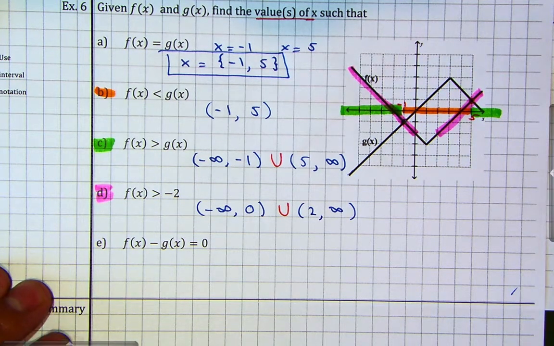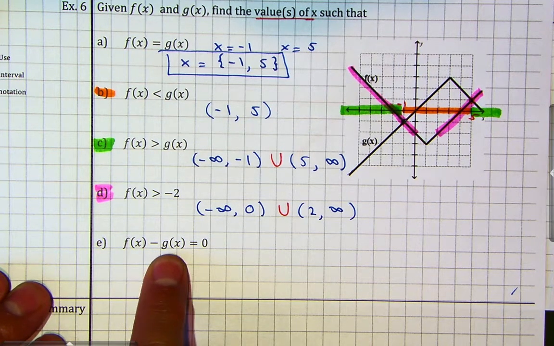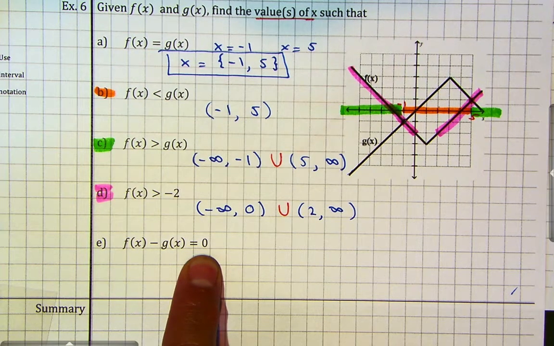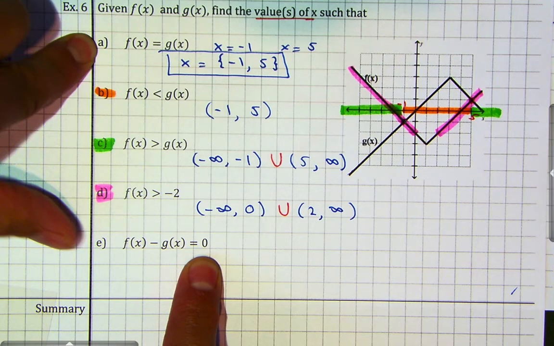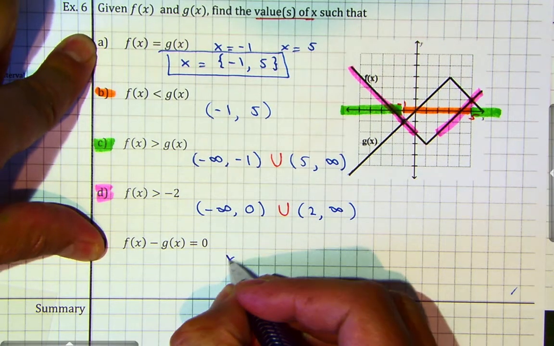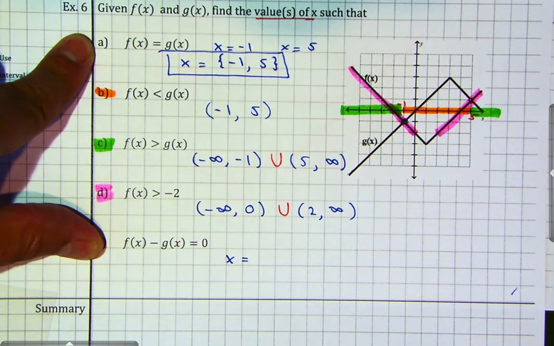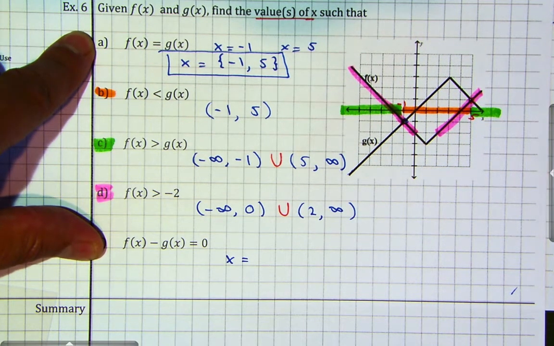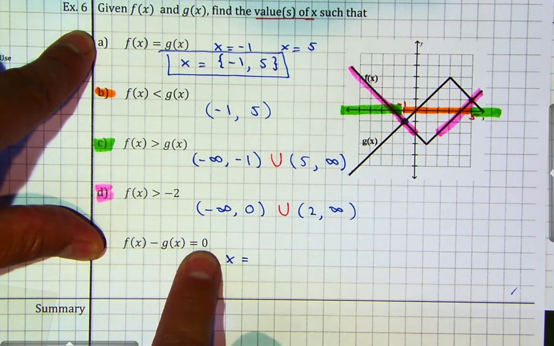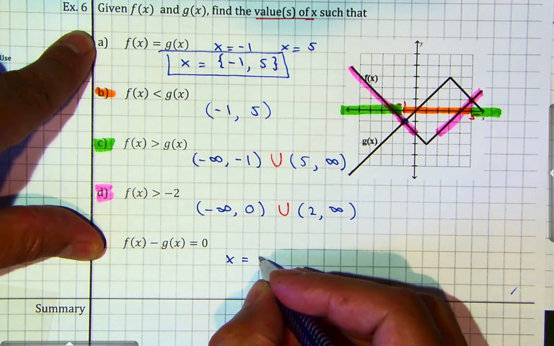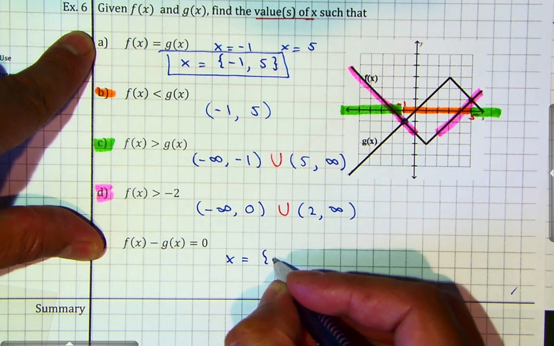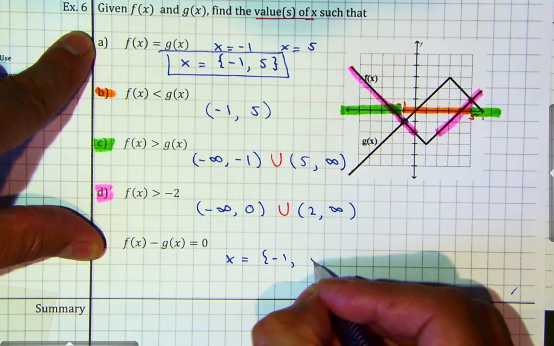And the last one, when is f of x minus g of x equal to 0? Well, you have to recognize that's the same as letter A. So therefore, when they intersect is the only time that f of x minus g of x will give you 0. So that will be the set -1 comma 5, only those two values.